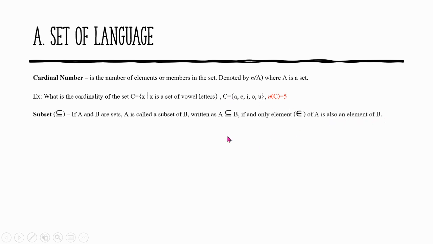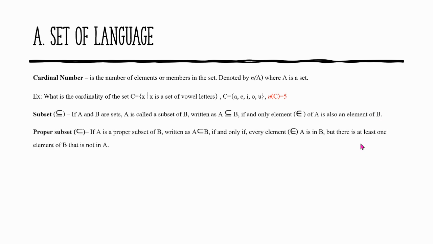That means that all the elements that you can find inside the brackets of A can also be present in set B. Then you call that a subset. There is also a proper subset.